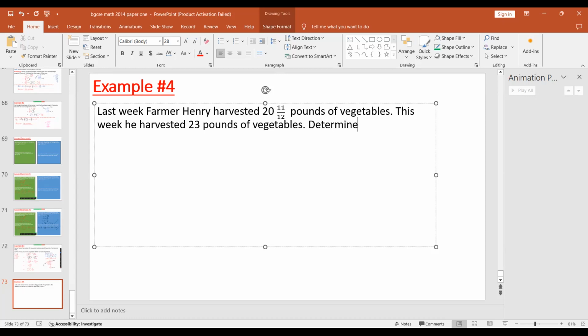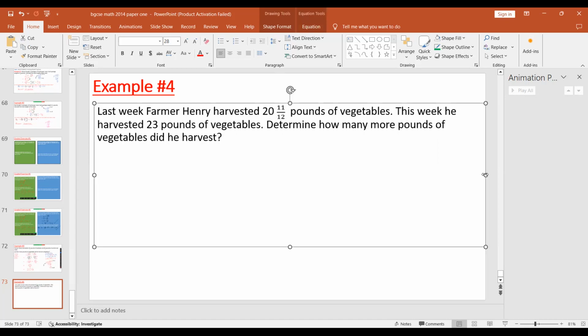Determine how many more pounds of vegetables did he harvest? So when they say how many more, what operation are we going to use? Subtraction. Very good, subtraction.